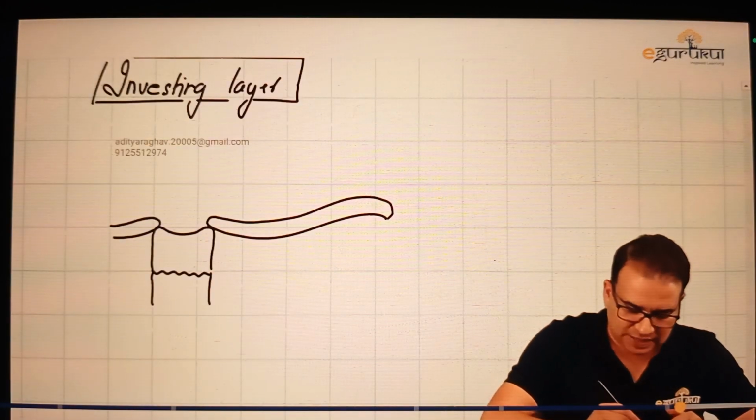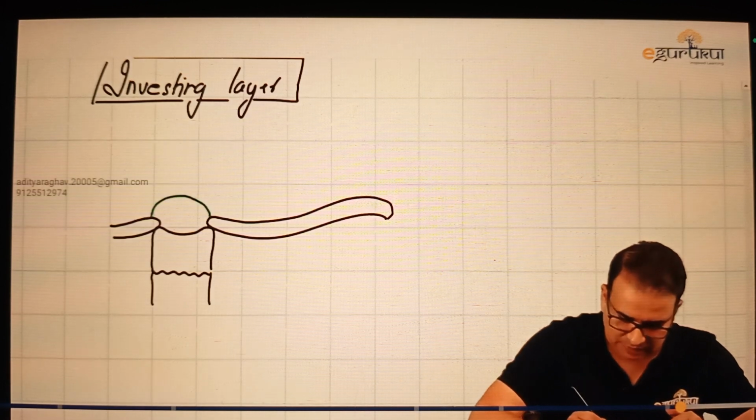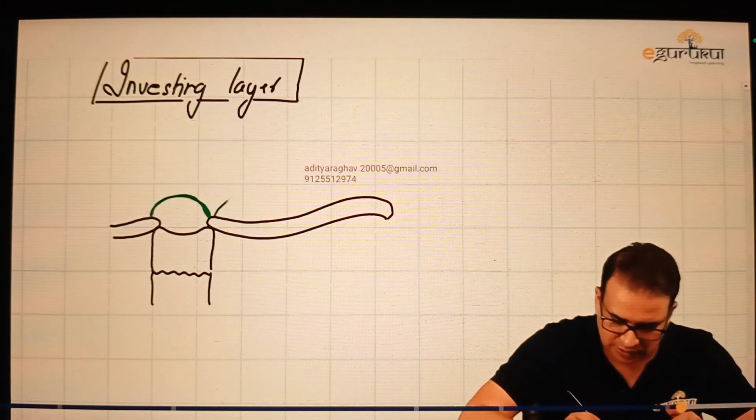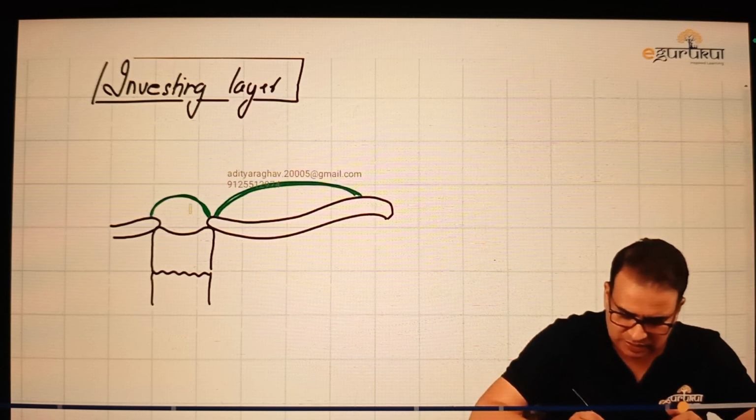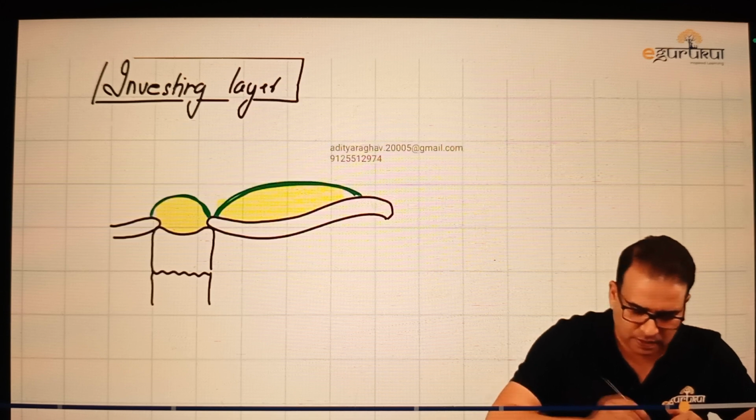Looking at the manubrium and the clavicle. This investing layer of deep cervical fascia encloses the space that is above the manubrium. It also encloses the space above the middle part of the clavicle, medial, between the middle third of the clavicle. Simply say above the clavicle. This space, the suprasternal, and this space, supraclavicular.